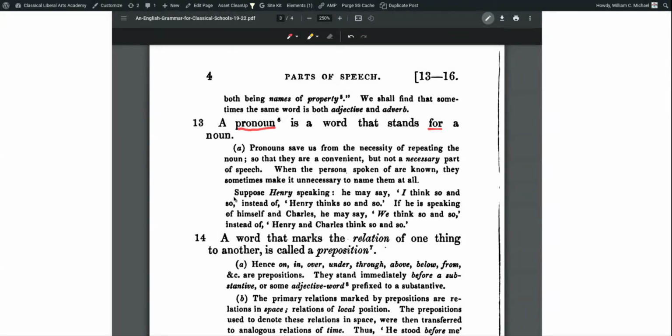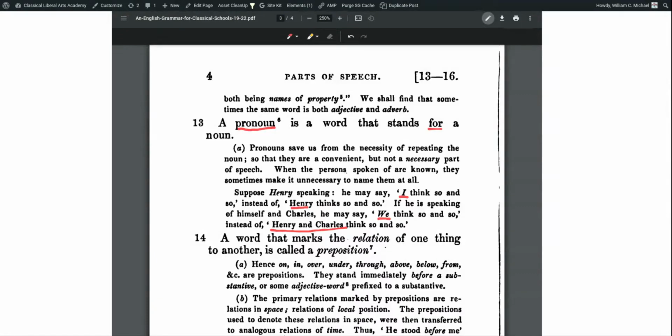Here we have some examples. Suppose Henry is speaking. He may say, I think so-and-so, instead of saying, Henry thinks so-and-so. If he is speaking of himself and Charles, he may say, we think so-and-so, instead of saying, Henry and Charles think so-and-so. So pronouns are used in place of nouns to make speech clearer or more convenient, but they're not a necessary part of speech. That's the pronoun. And again, we're going to study all of these in detail in our grammar lessons. All we're trying to learn in this lesson is what each of the parts of speech is.